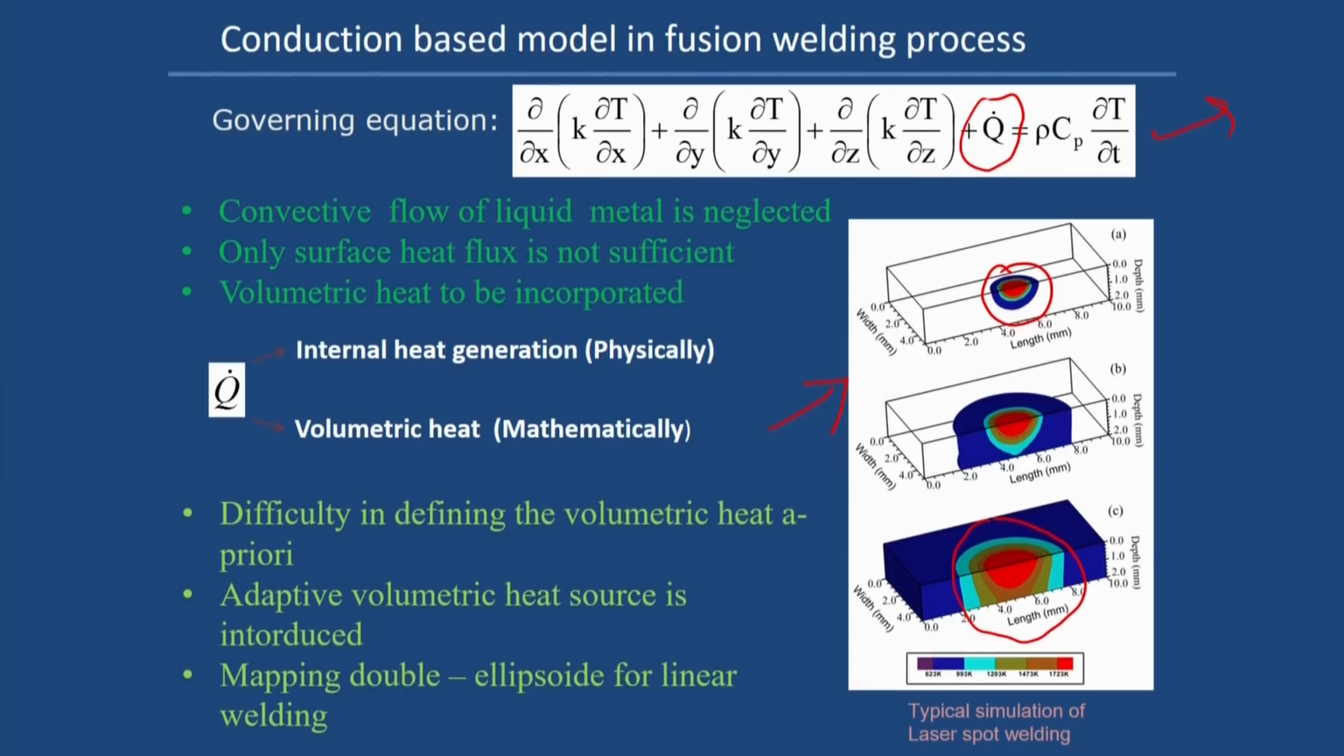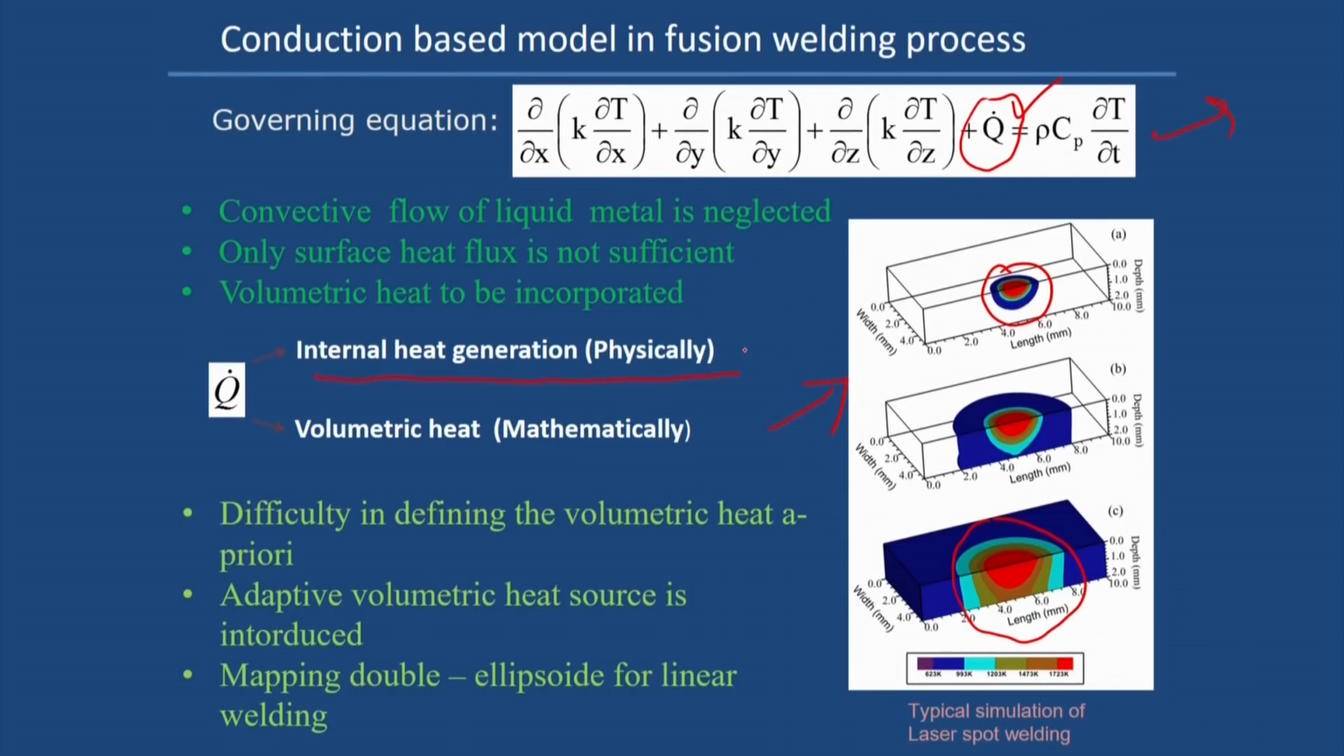But when we assume volumetric heat flux, and look into the actual governing equation of heat conduction, here Q dot represents the internal heat generation. Practically, in the welding process there is no internal heat generation, but this term can be utilized to incorporate the volumetric heat, and that is the usual procedure.